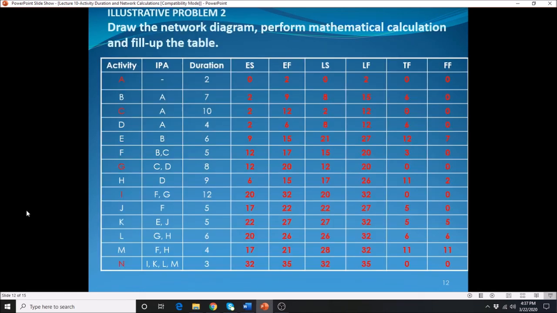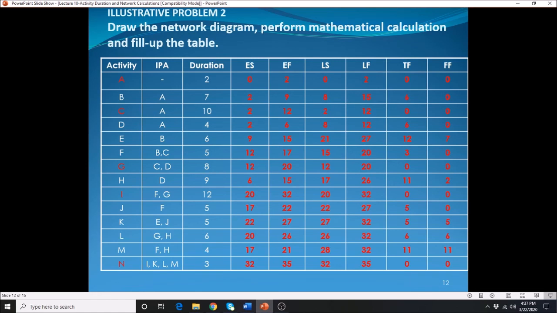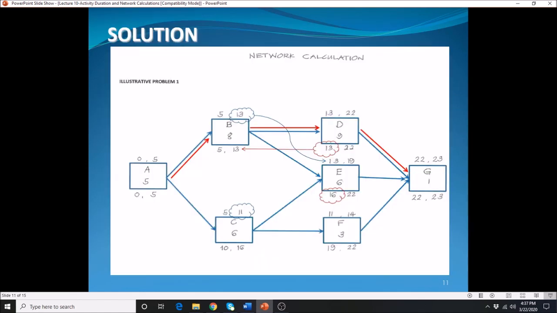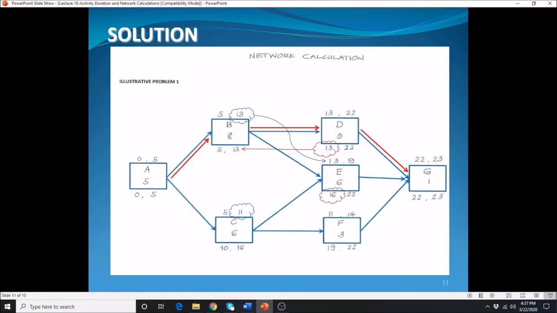Take a look at the table. So here, your activity A, C, G, I, and N are all, oh, that's problem number 2. Where is our problem? Okay, on this problem, you're just asked to draw the logic network and the critical path. But anyway, as we move on to problem number 2, that's how you are going to calculate them.